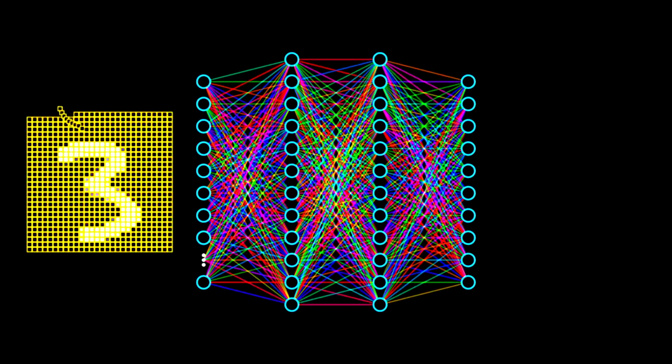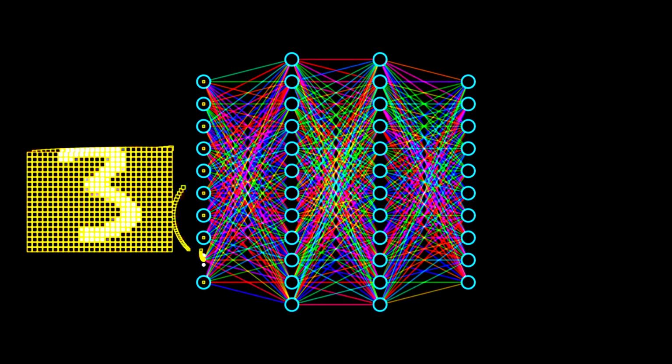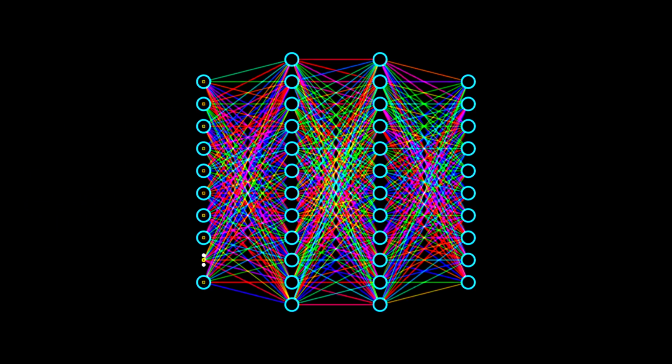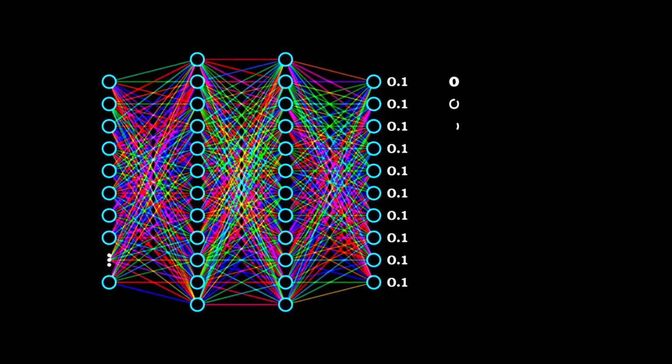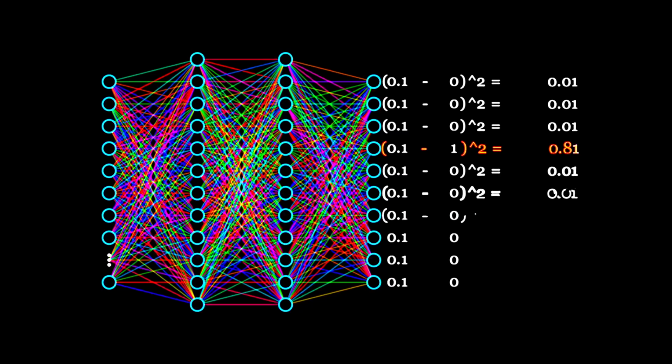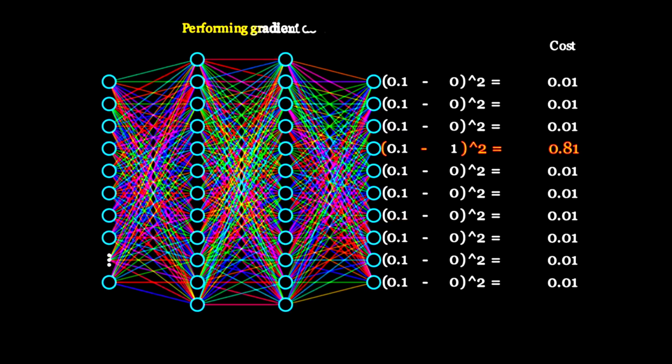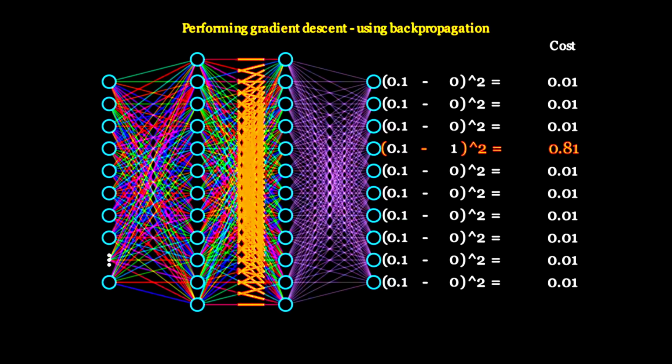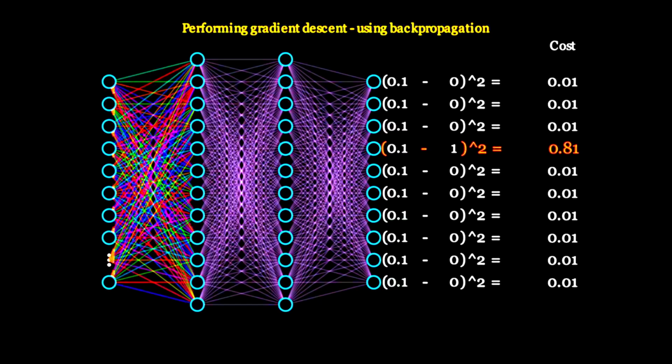But here's the real trick. How do we know which direction to nudge each individual weight? Or mathematically phrased, how do we compute the gradient? That's where backpropagation comes in. Backpropagation is like the chain rule. It starts at the output layer, measures the error, and works backwards through the network. At each step, it figures out how much each weight and bias contributed to the mistake and thus needs to be adjusted. Then, gradient descent updates the weights accordingly.